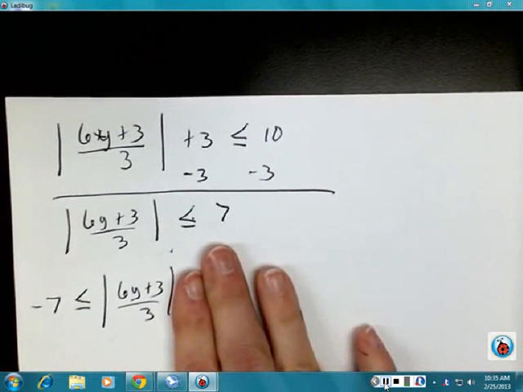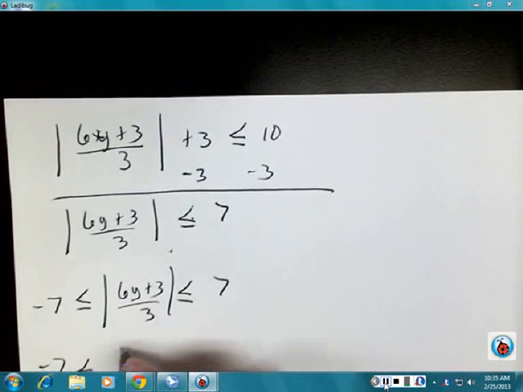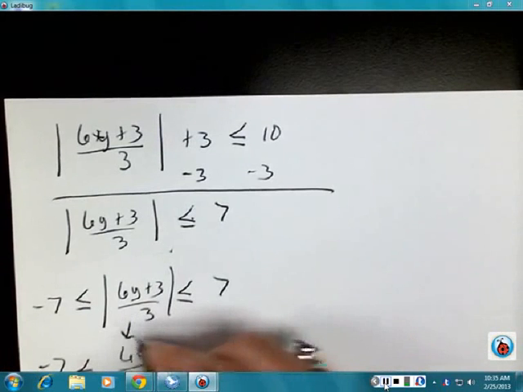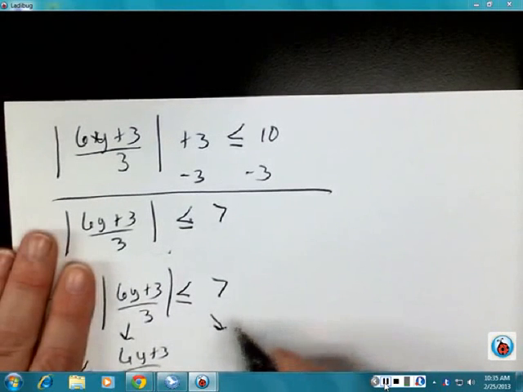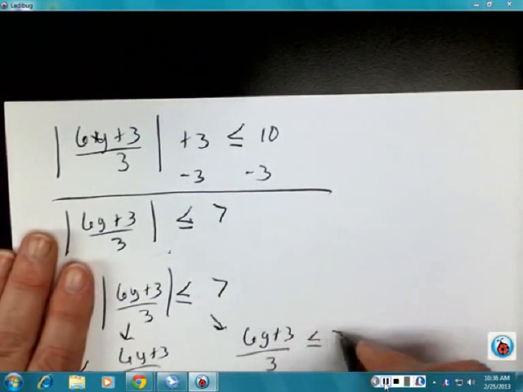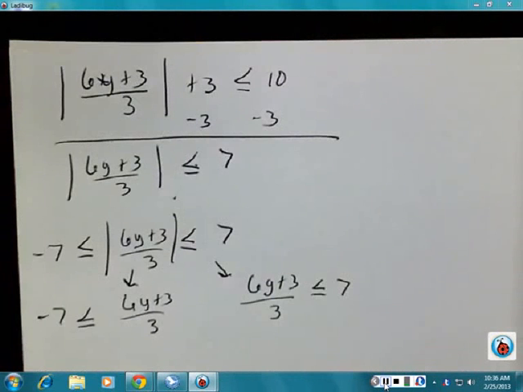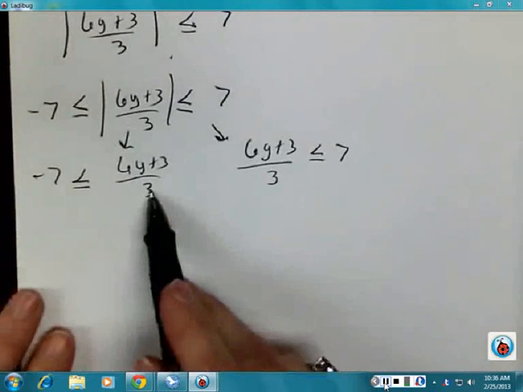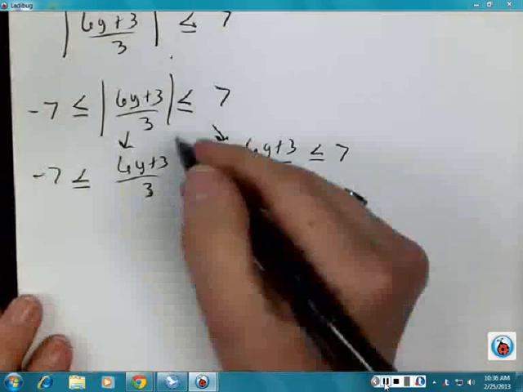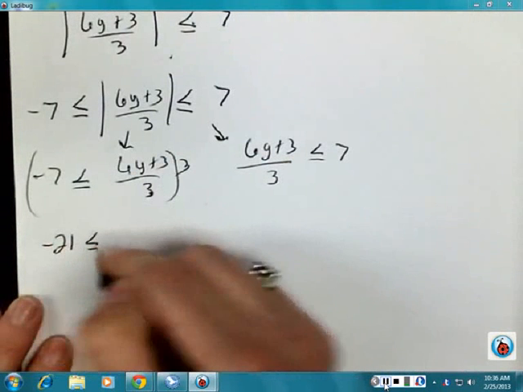One's the first one, and I drop my absolute, so negative 7 is less than or equal to 6y plus 3 over 3. That's one. The second one is the last piece: 6y plus 3 over 3 is less than or equal to 7. And then I need to solve it. So, what happens when I solve this one? I gotta get rid of the 3, so times everybody by 3. So I get negative 21 is less than or equal to 6y plus 3.